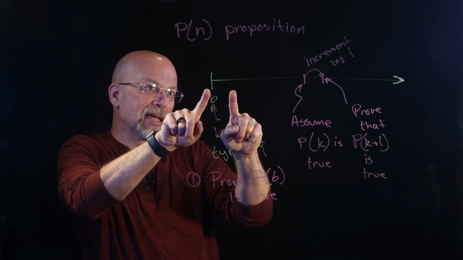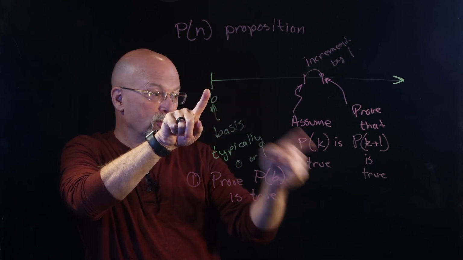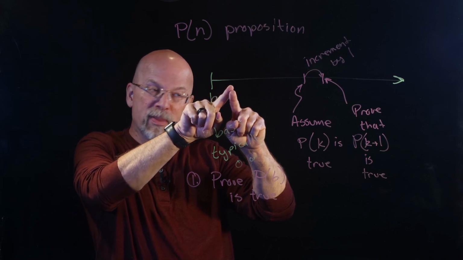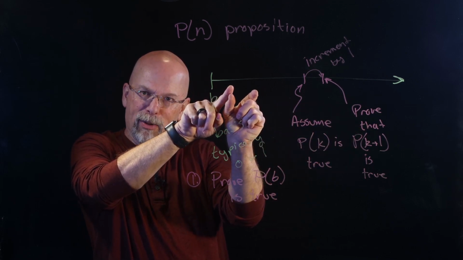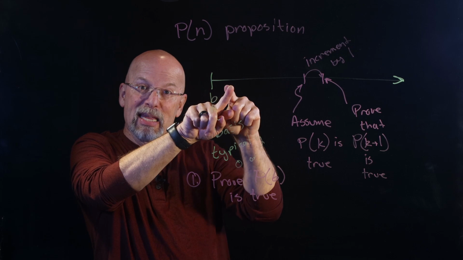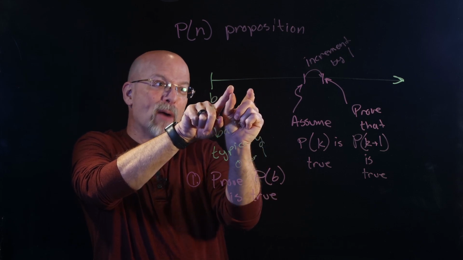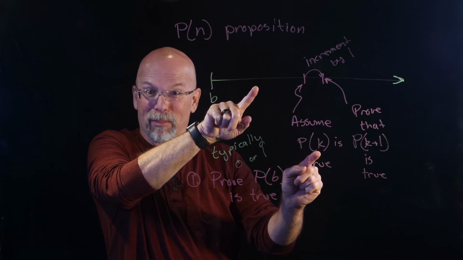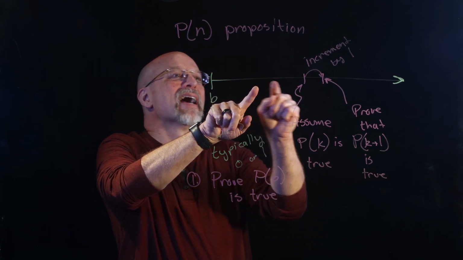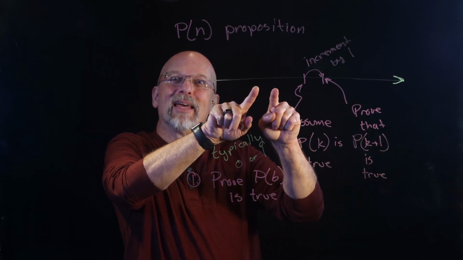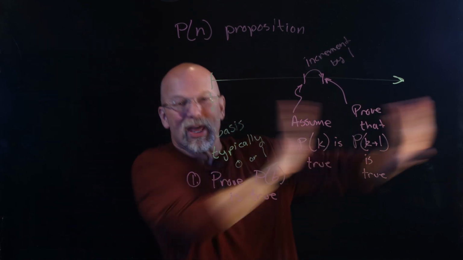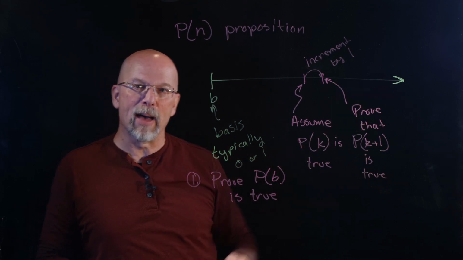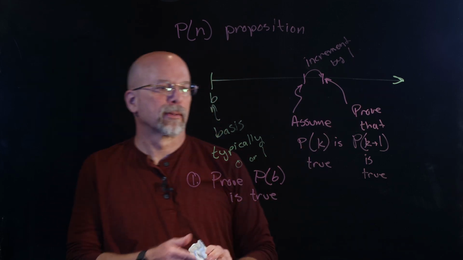And by assuming K is equal to B, then you've proved, because you did this proof, that B plus 1 is true. And then you can say, well, K is equal to B plus 1. And that will prove that B plus 2 is true. And then you substitute B plus 2 for K, and that shows, because of this proof, that B plus 3 is true. And do that ad infinitum, you've got the entire range from B up proven to be true.